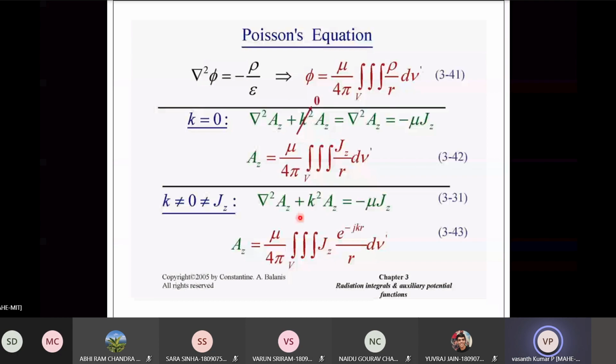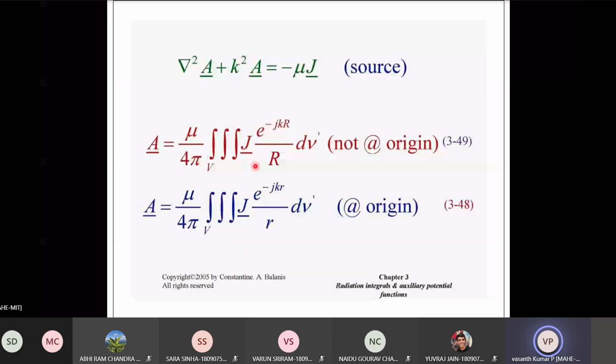And if you have A_X and A_Y components, then you have this A_X value, A_Y value, and A_Z value. So all the three are present, then you vectorially add them. This is for the source at the origin, dv dash. If dv dash is not at the origin, it is at a different point, so in that case this is capital R. If the source is present at the origin, it's small r, and if it is not at the origin, it is capital R. You know what is small r and capital R. Okay, so can I go to the next slide?